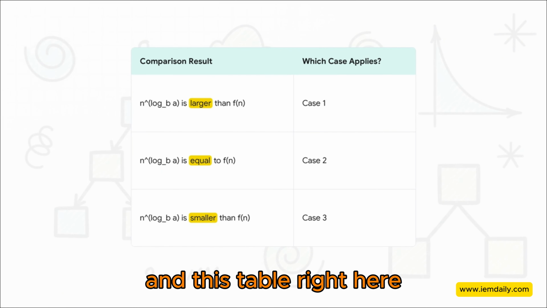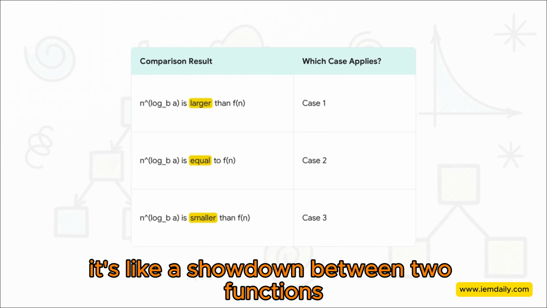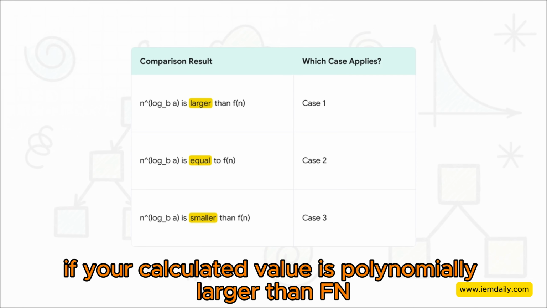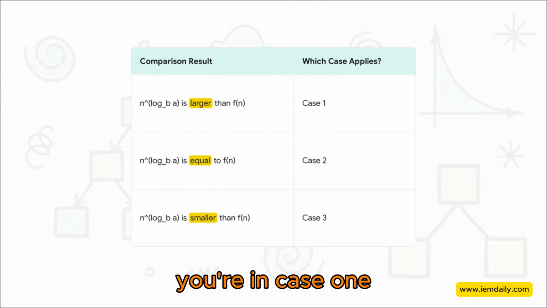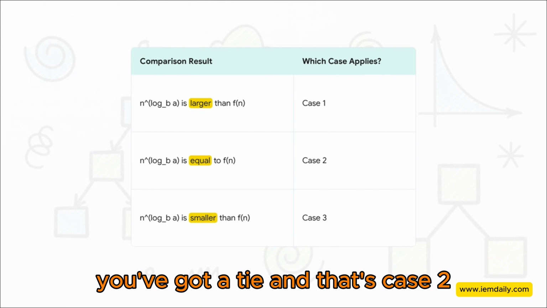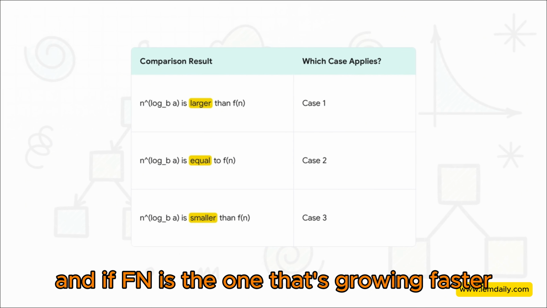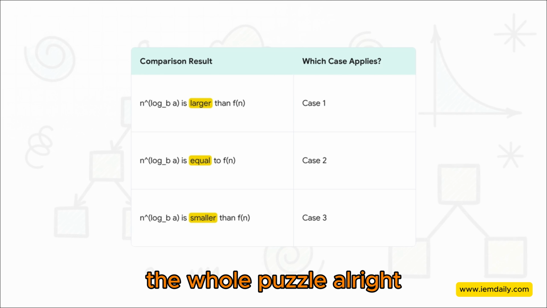And this table right here shows you exactly what that comparison means. It's like a showdown between two functions. If your calculated value is polynomially larger than f of n, meaning it grows way faster, you're in case 1. If they're pretty much growing at the same rate, you've got a tie, and that's case 2. And if f of n is the one that's growing faster, well, that's case 3. This simple comparison is the key that unlocks the whole puzzle.